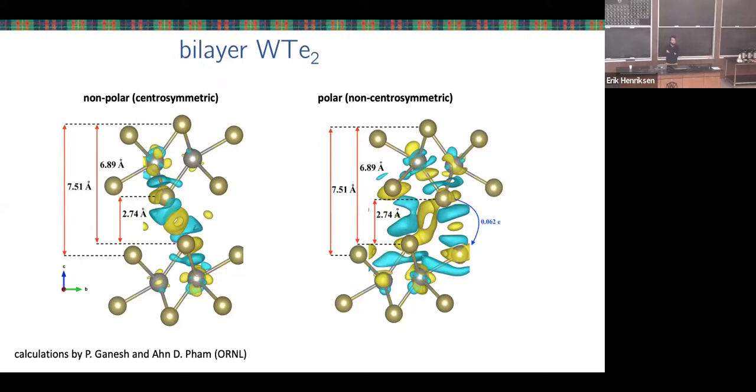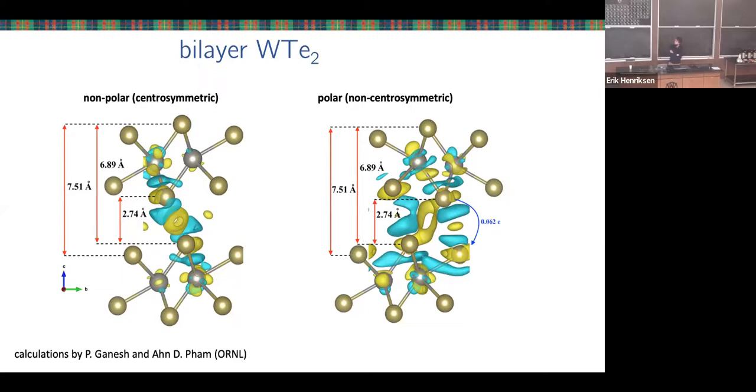Let me ask a fundamental question. So you have ferroelectric order. What's the Curie temperature? I think it's above room temperature. This is above room temperature. Is it sensitive to the carrier density?